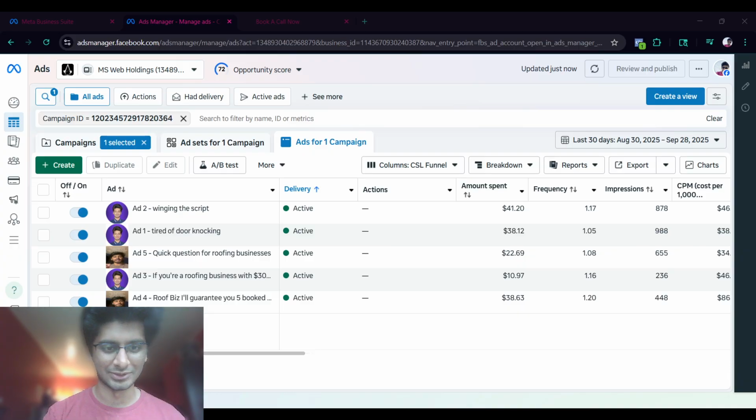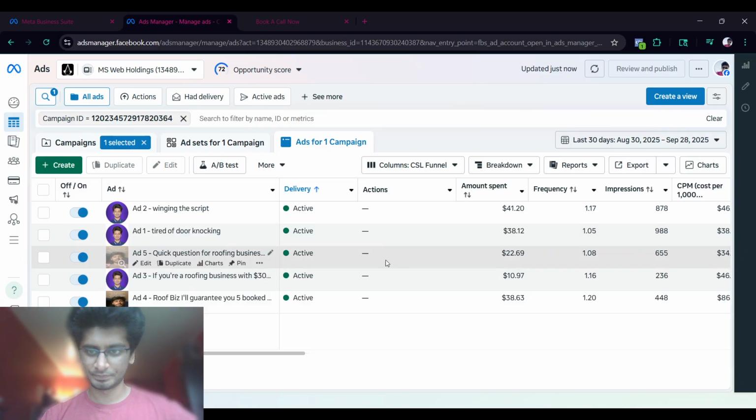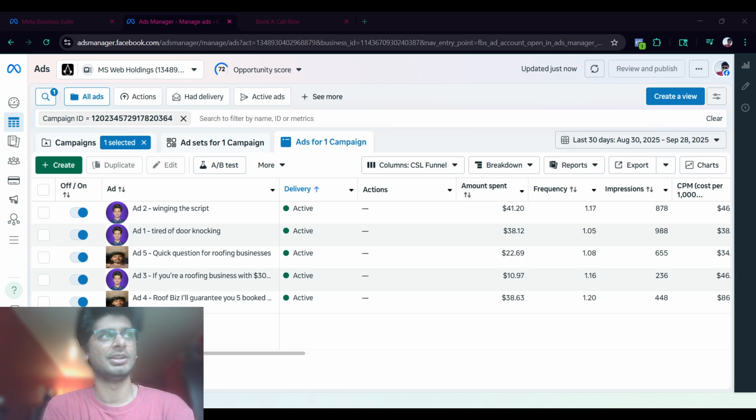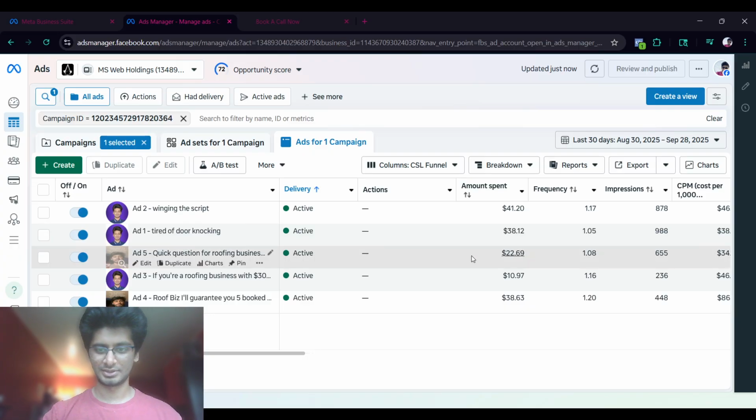Sometimes your phone may get the data before your computer does. Both of them are synchronized right now, but let's see which ads are working. The most amount was spent on ad number 2, which is the winging the script ad. This is that ad where I had a whole script plan, but you know what? Let me just guarantee you 5 booked appointments in the next 30 days, or I'll work for free until you do. So that was that ad.